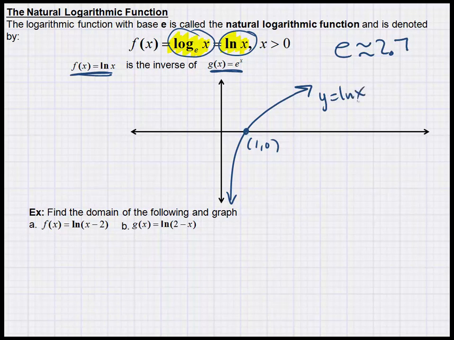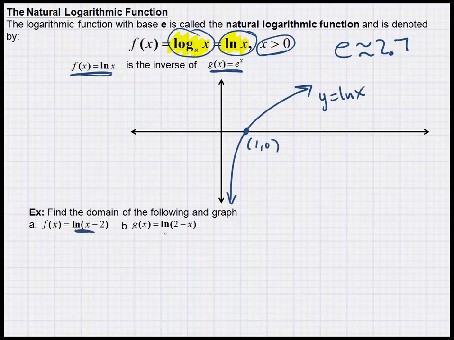So if I wanted to graph this, I can do it the same way as I did the other ones. Domain, same deal. The domain is x greater than 0. Again, this is a logarithm like all logarithms. It just has base e. So the domain still has to be positive values only. I can only take the log of a positive value.